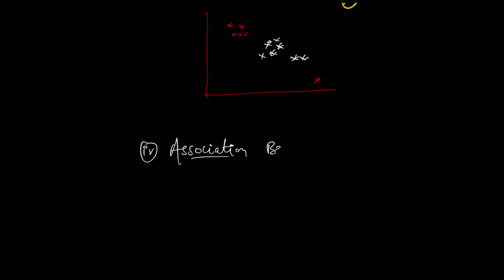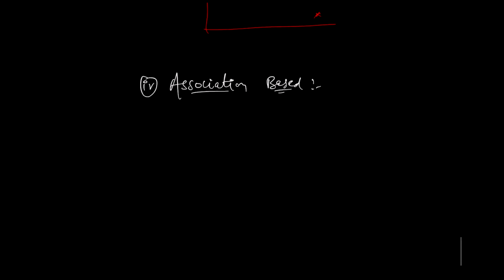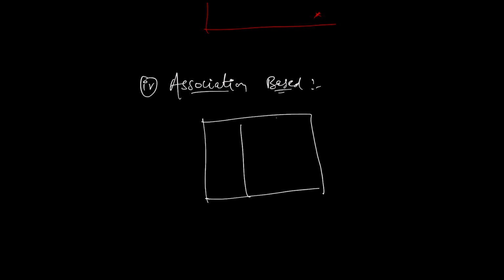Now, the next is association based learning, in which we find the relationship between variables. Let's say identifying correlation between different stocks. So we have multiple stocks and we try to find the correlation between them, right? We create a table and we try to find the relation between them.